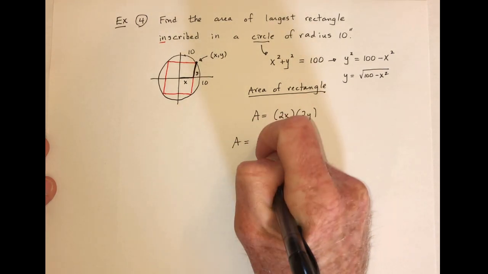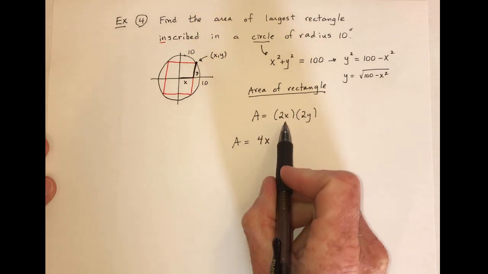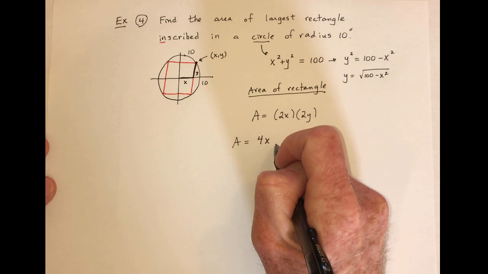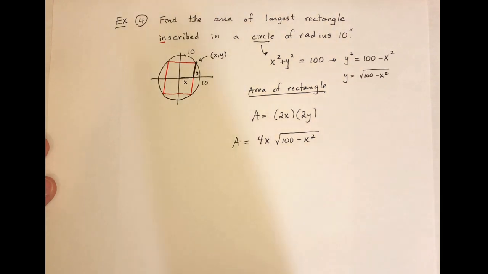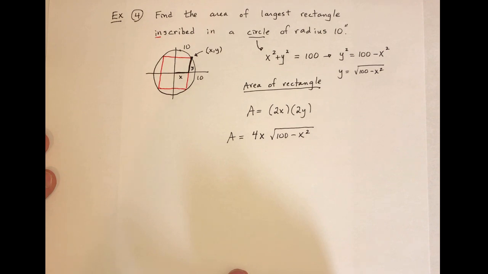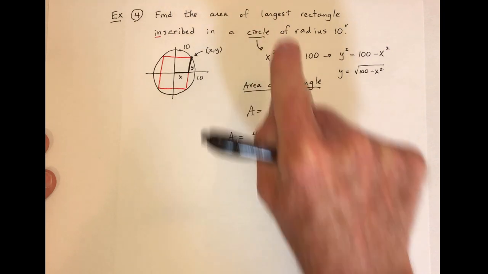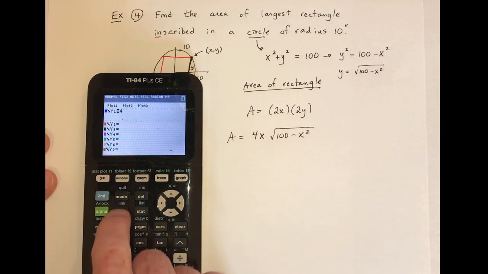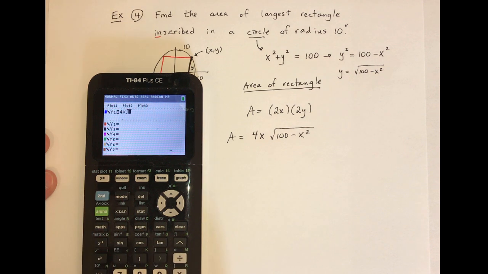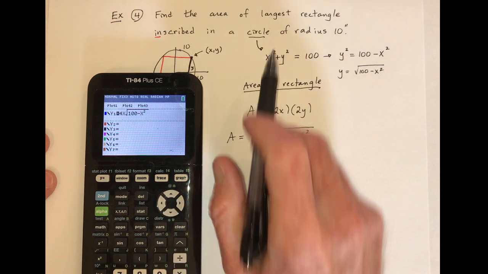So there will be a 2 times 2, so there's 4, and there's already this x. And now replace the y with the square root of 100 minus x squared. And there is our main equation. Now we're supposed to find the largest possible. So in other words, this should have a maximum. So you don't have to graph it, but I like to graph at least every once in a while to see, am I on the right track? So is this a function that has a maximum?